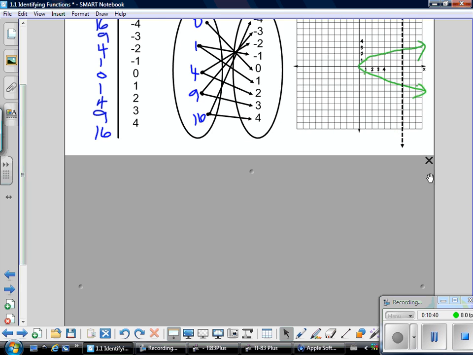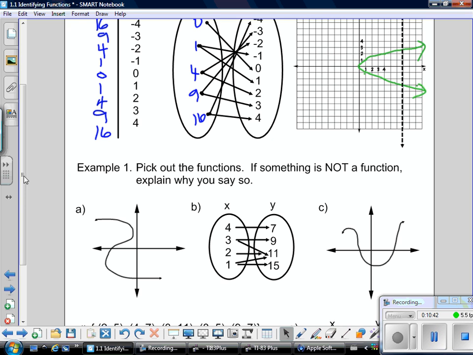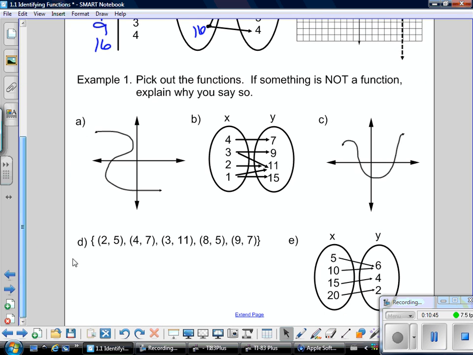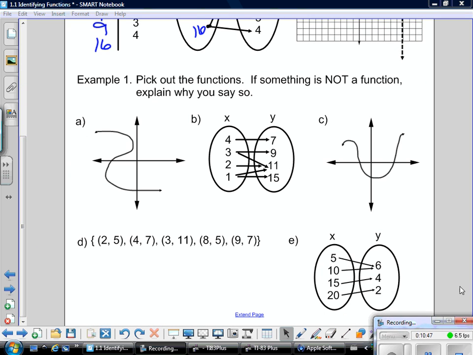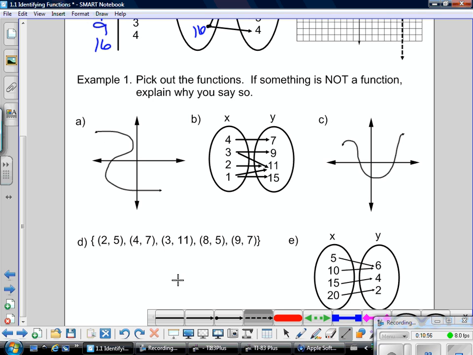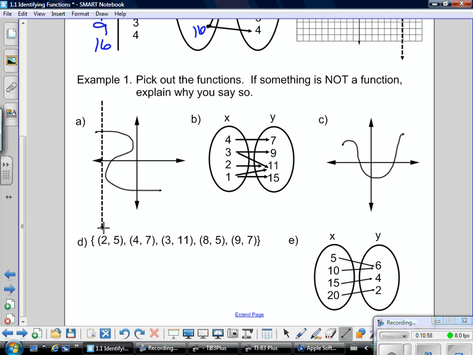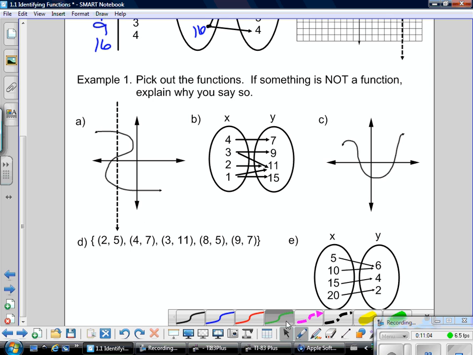So those are the types of examples that you would be expected to do. The first ones tell us to pick out the functions, and if something is not a function, explain why you say it's not. So the first one is a graph. If I have a graph, I'm going to use a vertical line test. The reason this is not a function, you can see right away, is because it cuts the graph in more than 2 places, in 3 places in this case.